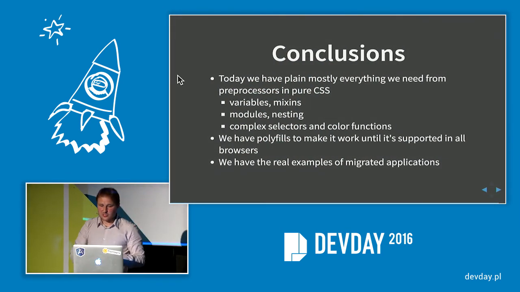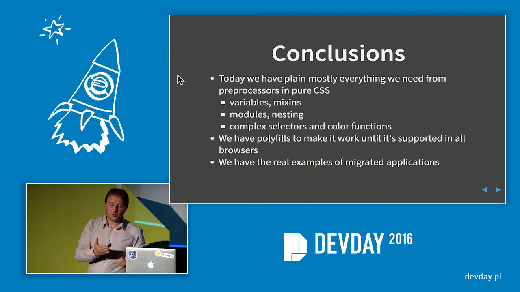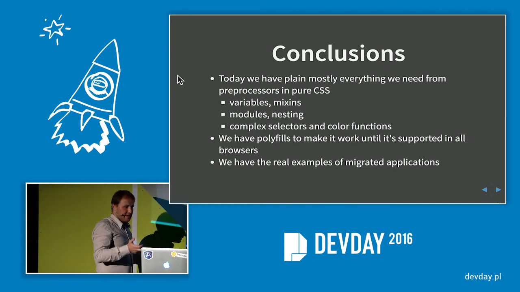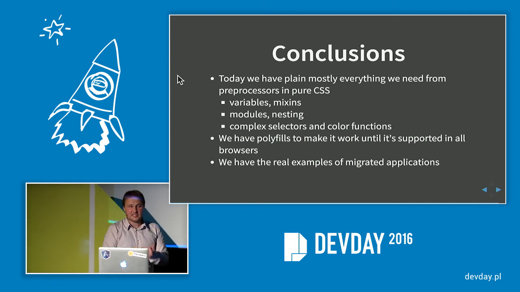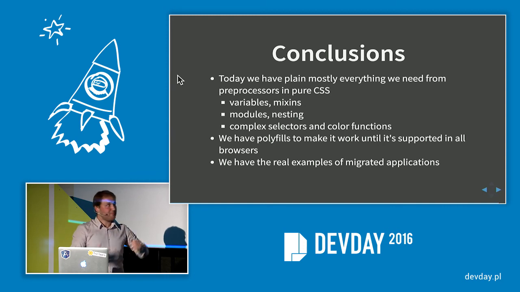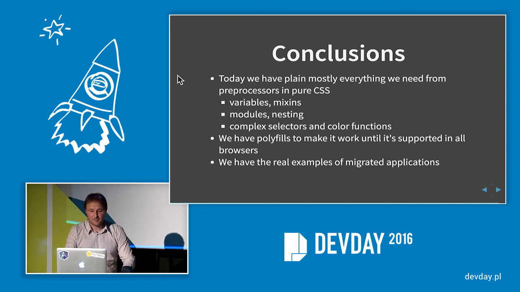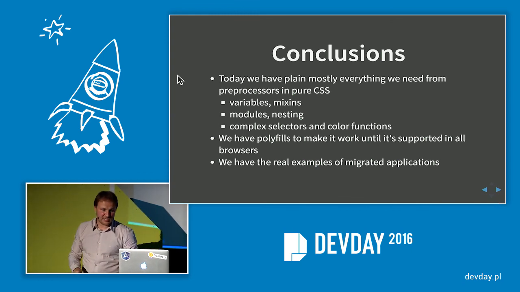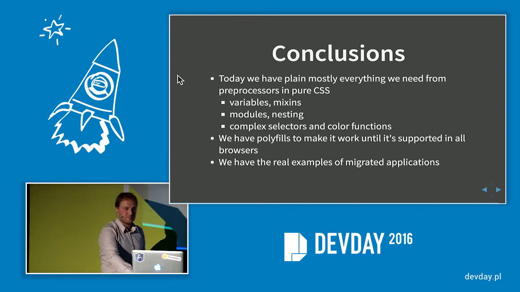Cool. So conclusions. Today we have, and I showed you, everything we mostly wanted from preprocessors. Variables, modules, mixins, nesting, and handy things like complex selectors and color functions. And we have polyfills to make it work today. And even real examples of migrated applications. So we are ready to make the journey.